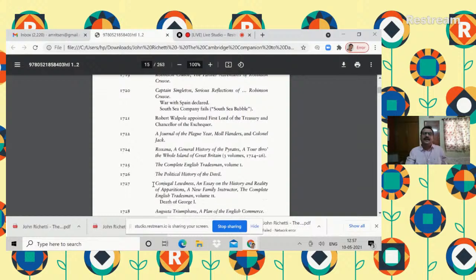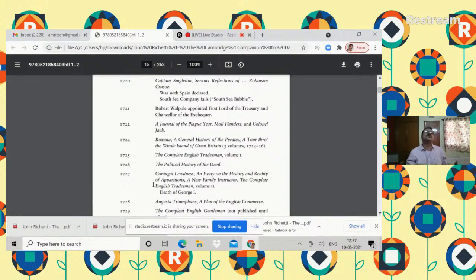Now, 1725 comes The Complete English Tradesman, Volume 1. And this is what I'll call economic writing. Why is England a trading nation? What are the benefits of trade? How can trade be improved? Defoe is writing an economic treatise with narrative embellishments added, so that he's talking about particular cases, about individuals, and economic writing becomes a kind of narrative in itself. So once again, Defoe is inventing a new form of prose writing.